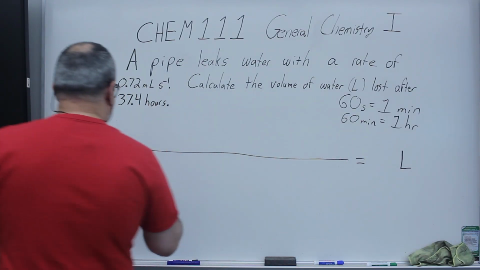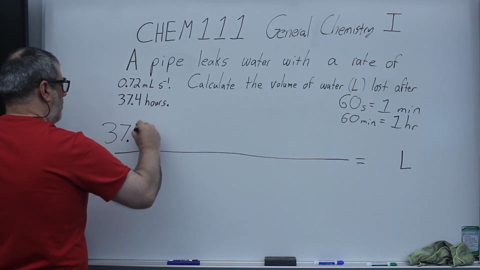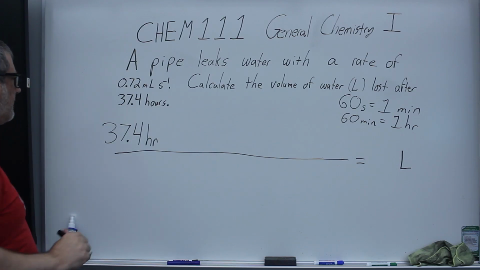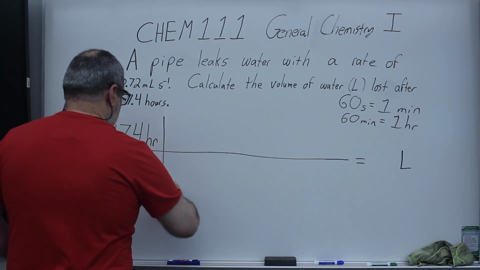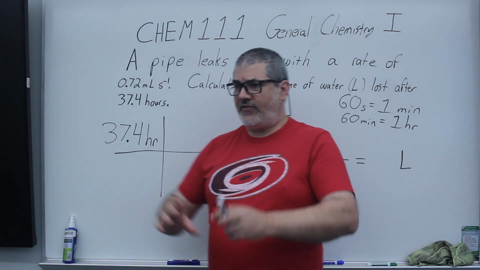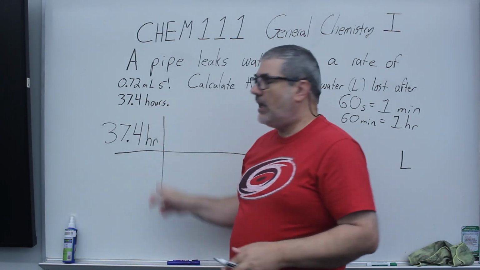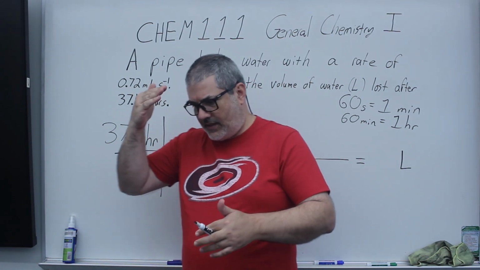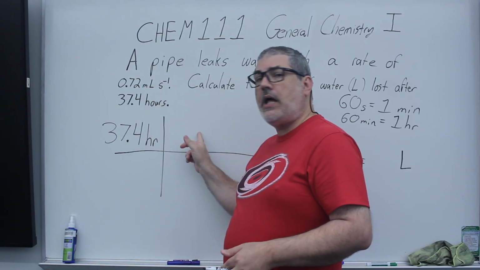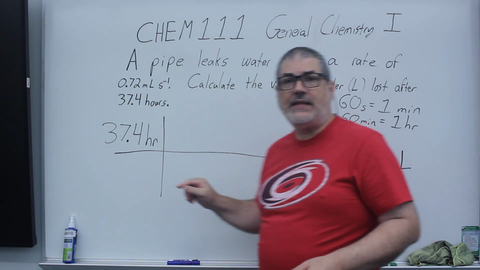So in this case, we're going to start with 37.4 hours. So I'll use the abbreviation HR for hours. And I draw this line. Now, in some textbooks, they use parentheses or other symbols. The line is simply to delimit each unit that we're placing in here. We're going to multiply everything that's going to be on the top, and then we're going to divide through by everything that's on the bottom.